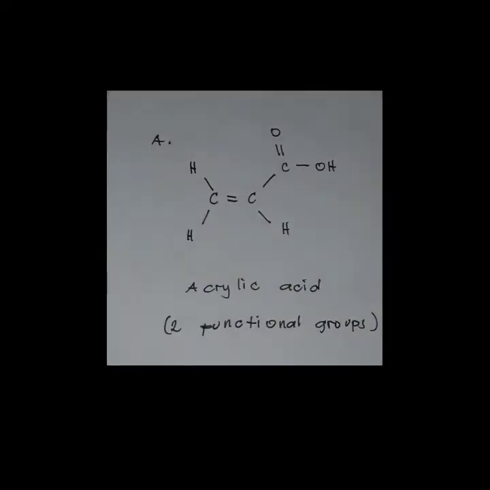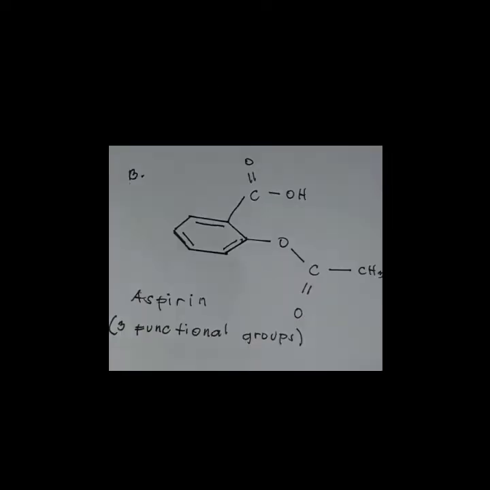Okay, so we have problem 2.1. Identify the functional groups in the following molecules. We have three molecules given. First, for letter A, we have acrylic acid. Acrylic acid has two functional groups: alkene and carboxylic acid. That is for letter A.